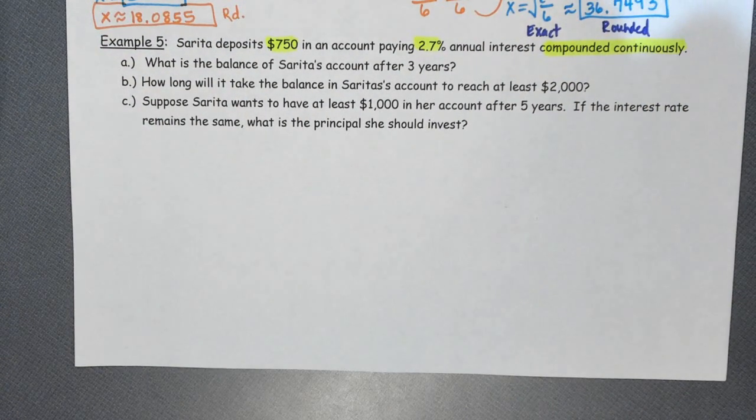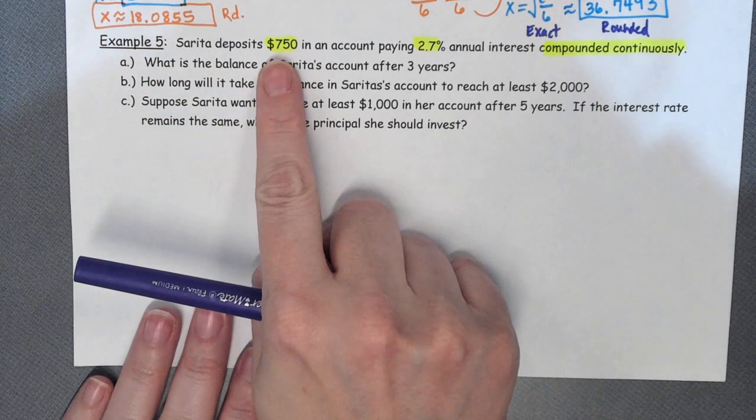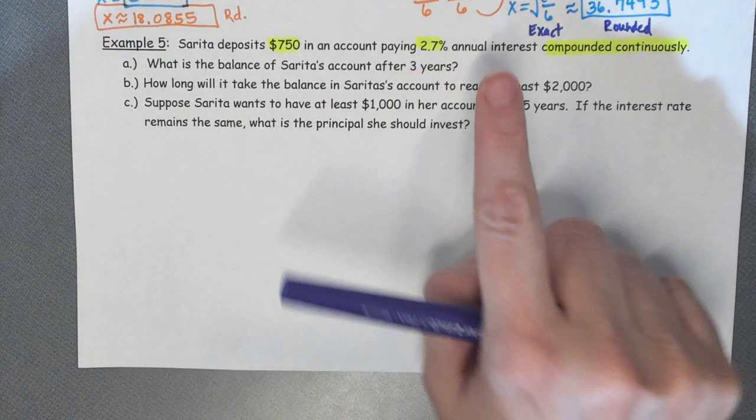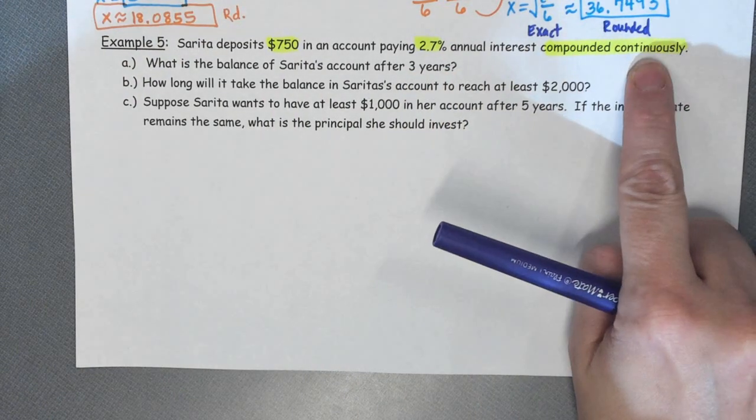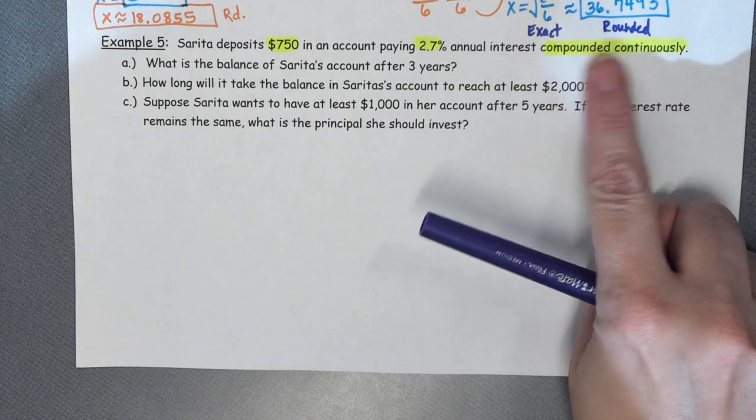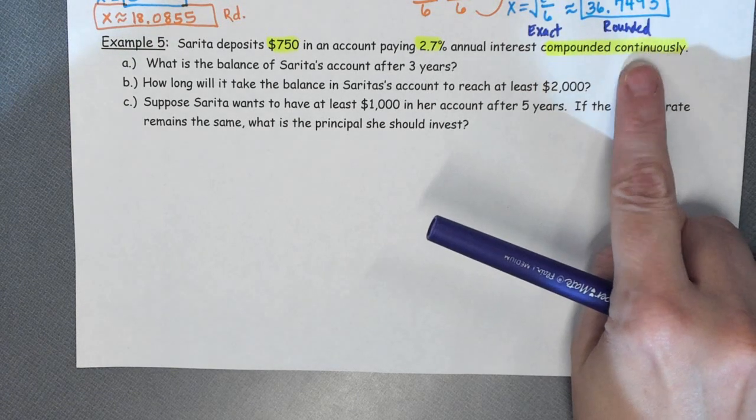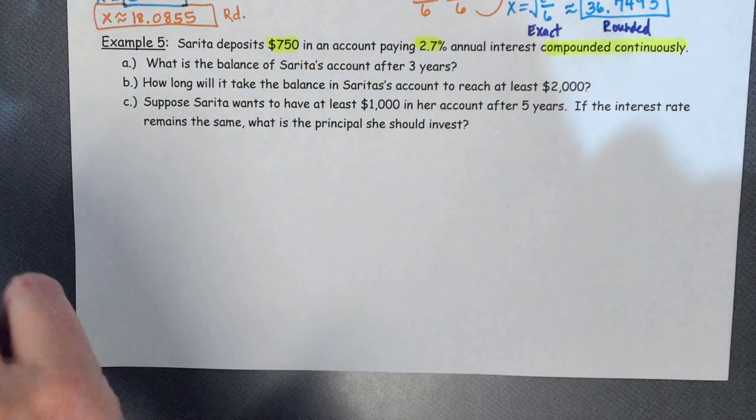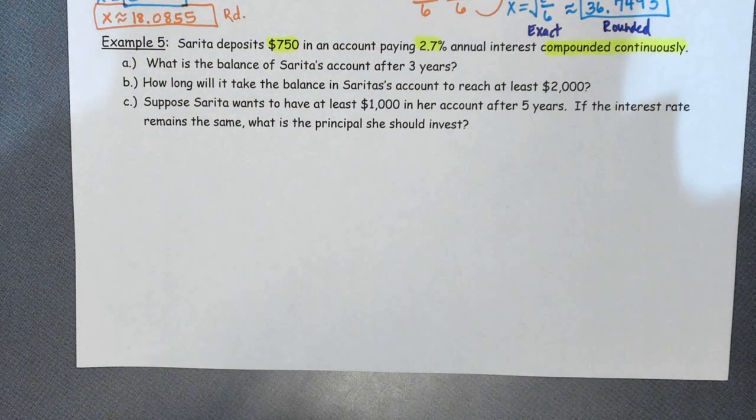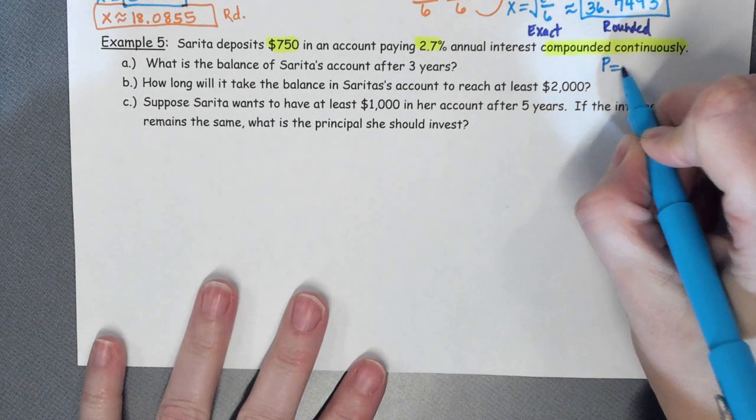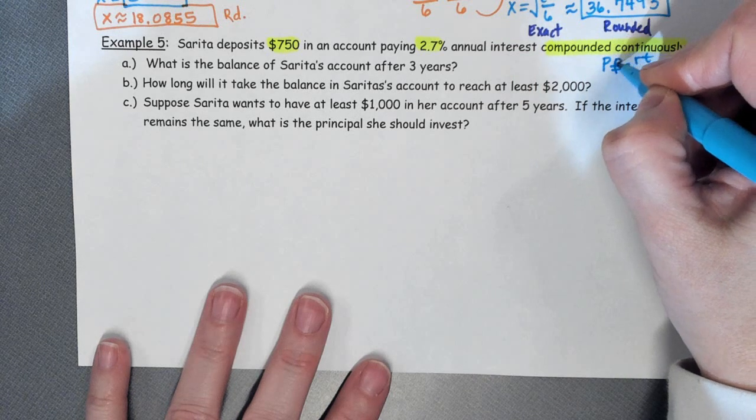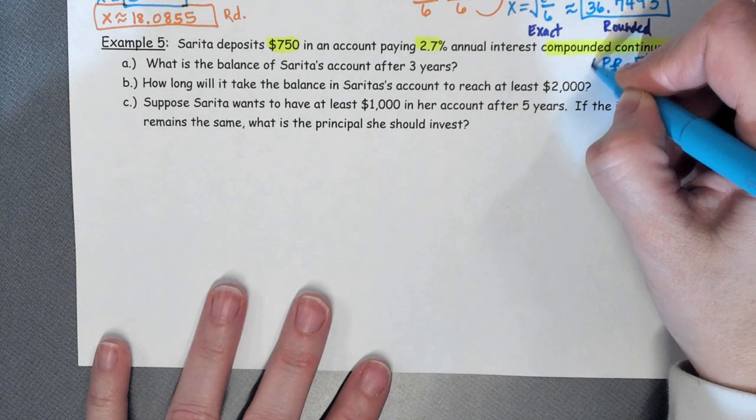What is the balance of Sarita's account after 3 years? She's depositing $750 in an account that pays 2.7% annual interest, compounded continuously. Why did I highlight compounded continuously? What does that tell us? It tells us what equation we have. Do you guys remember the equation? P equals, yeah, PE to the RT. Oh no, A equals PE to the RT. Got too excited.